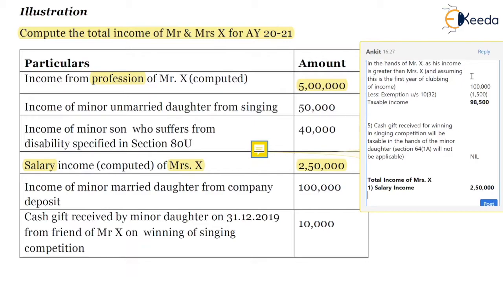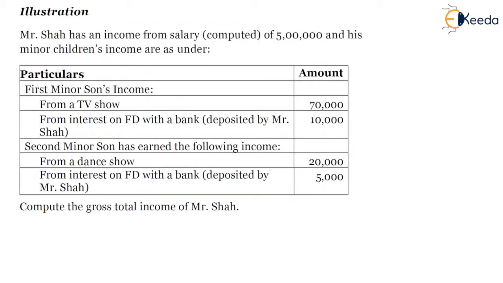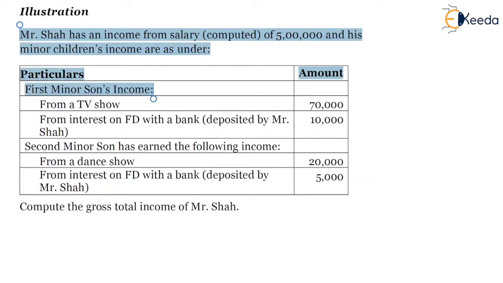So friends, this concludes the illustration. Now friends, in the next illustration, Mr. Shah has an income from salary computed of 5 lakhs and his minor sons' income is as under. First minor son's income is from a TV show, 70,000. So income earned from application of skill, nothing will be clubbed in the hands of Mr. Shah. From interest on FD deposited by Mr. Shah, it is 10,000, which will be clubbed in his hands, and 1,500 exemption under section 10(32) will be available.